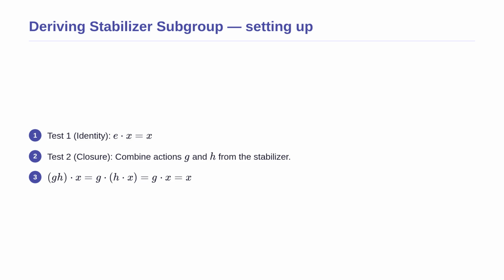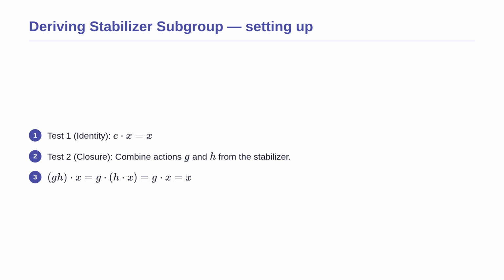Now that we have successfully found a stabilizer in a real example, let us prove a fundamental theorem. The stabilizer is always a subgroup of the main group. To prove something is a subgroup, it must pass three tests. First, it must contain the identity element. Doing nothing to the item leaves it exactly as it was, so the identity qualifies.